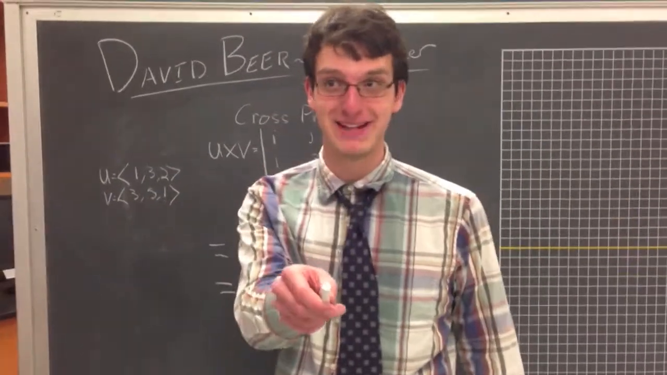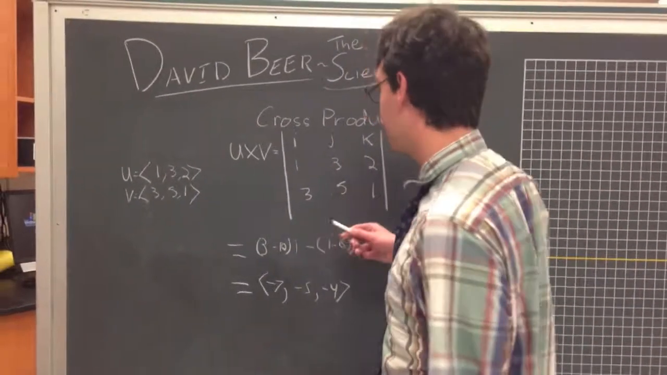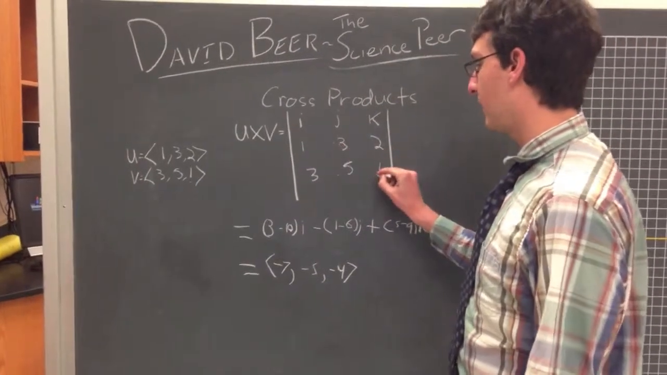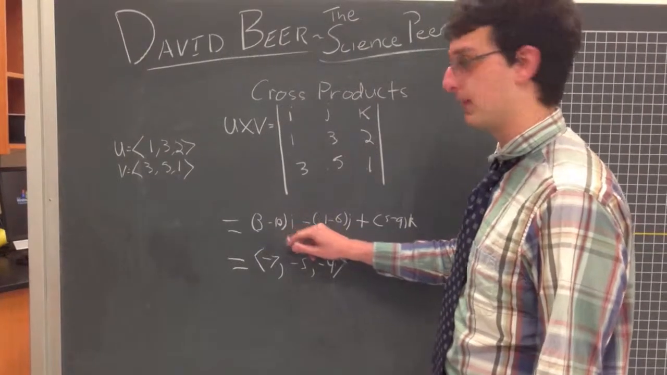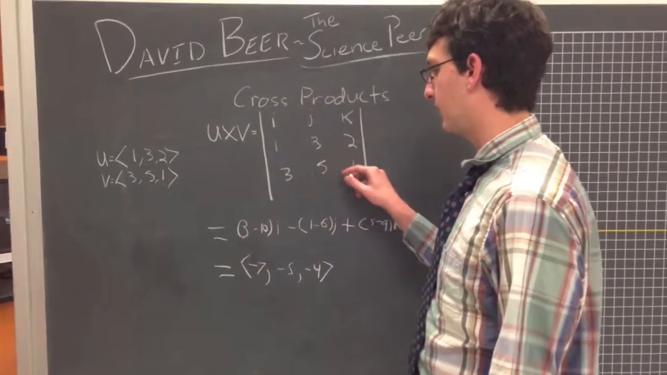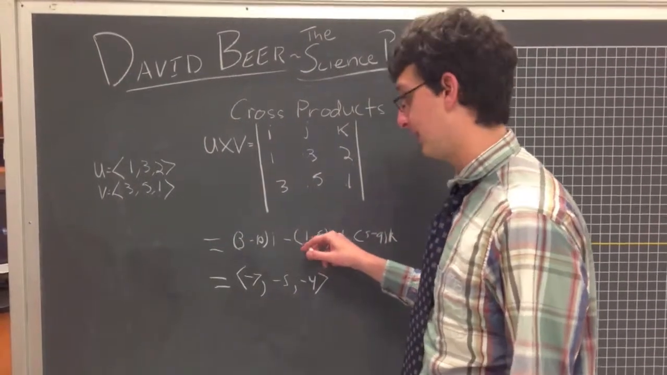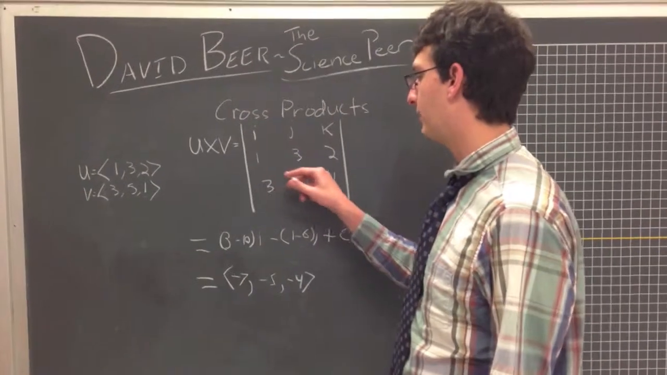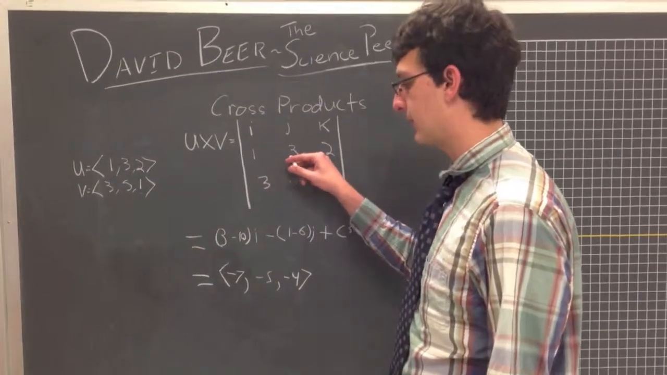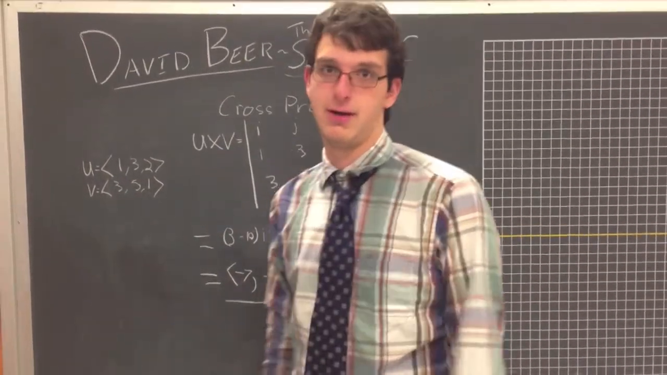No, not that matrix. This matrix, the fun matrix. So what you do is multiply 3 times 1 and then subtract 5 times 2 to get the first x component. Then you multiply 1 times 1 minus 3 times 2, but this time it's negative, and you get the y component. Then you multiply 1 times 5 minus 3 times 3 to get the z component, and you get this. Vectors.